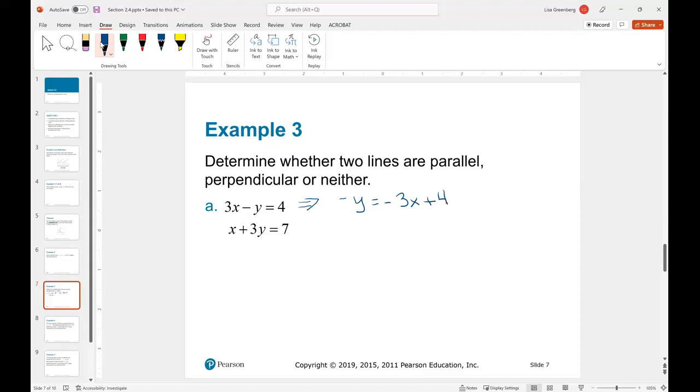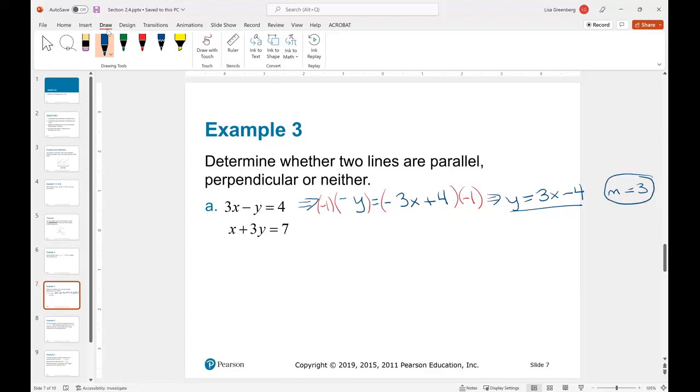That's really all I have to do because now, oh no, I have -y. So I'm going to multiply or divide, it doesn't matter, you get the same result, both sides by -1. And that would give me y is equal to 3x minus 4. Okay, so I have my first equation and I know my slope is equal to 3.